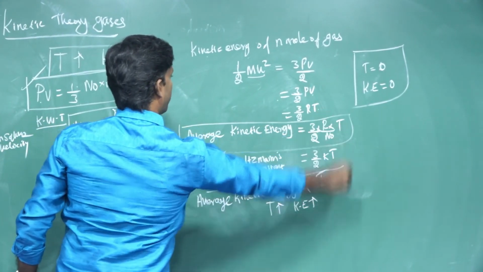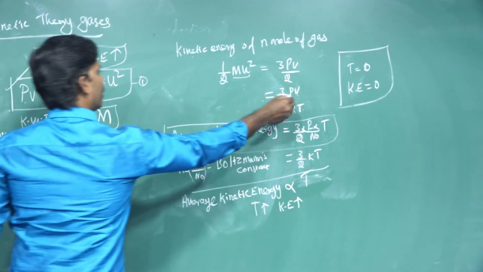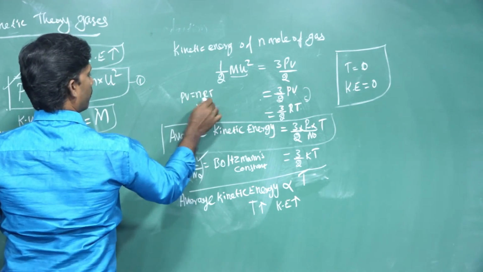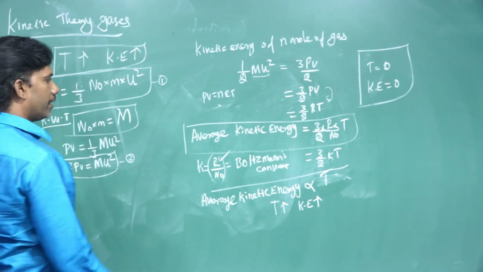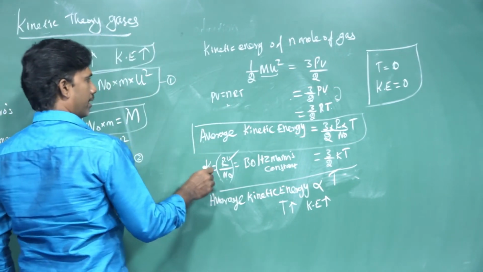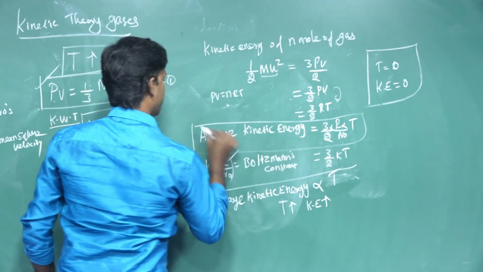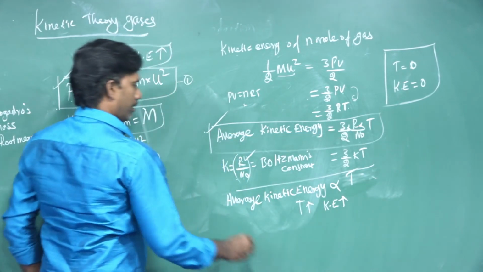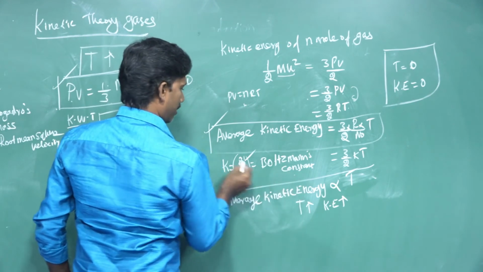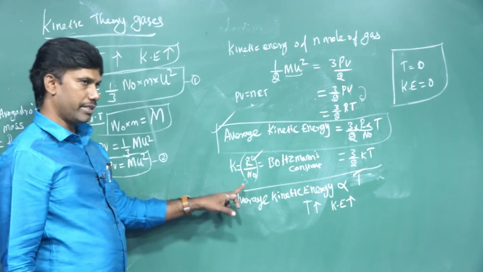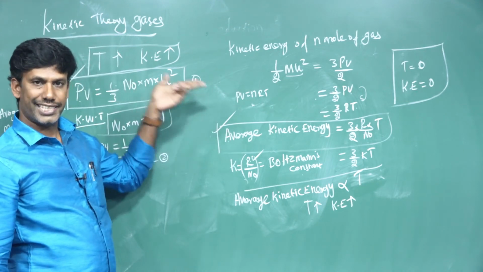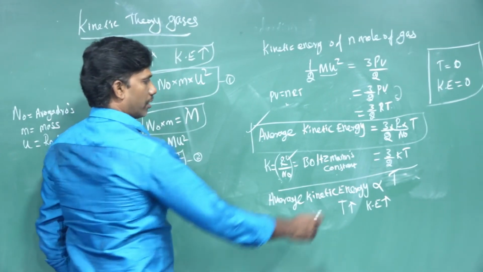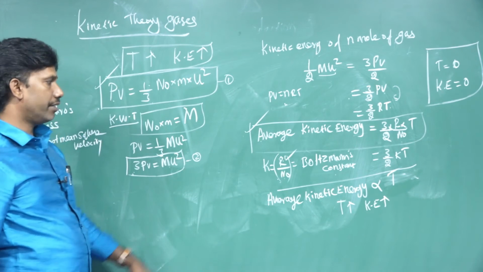PV is always substituted by RT. How is this step? This is nothing but PV equal to nRT, and n equal to 1 mole. So 3 by 2 RT. The average kinetic energy is nothing but the kinetic energy of N mole divided by the Avogadro number. So 3 by 2 into R by N0 into T. R by N0 equal to the Boltzmann constant, where R is the universal gas constant and N0 is the Avogadro number. When the universal gas constant is divided by the Avogadro number, you get K, the Boltzmann constant. So 3 by 2 kT. This is the average kinetic energy equation for gases.